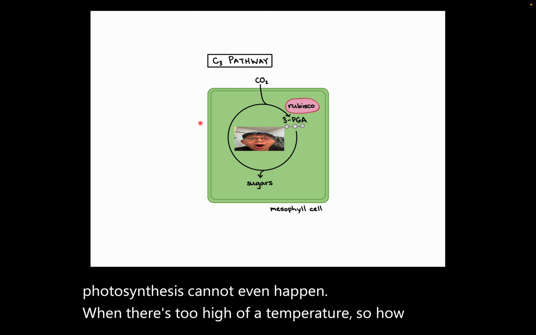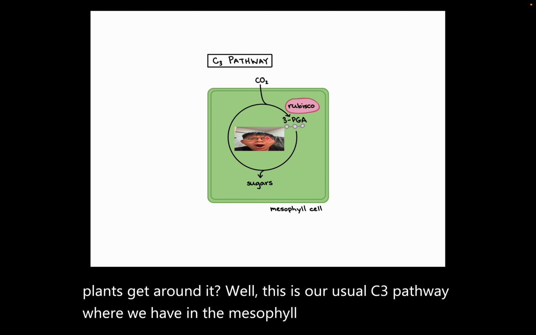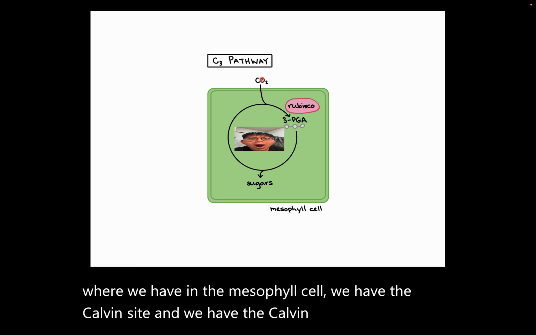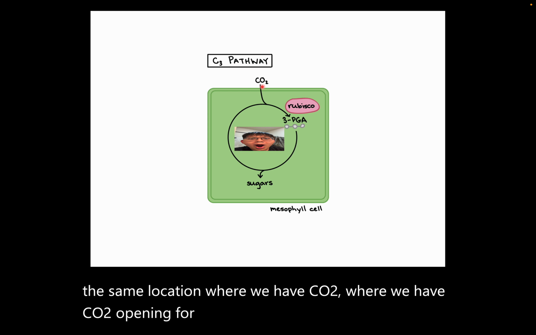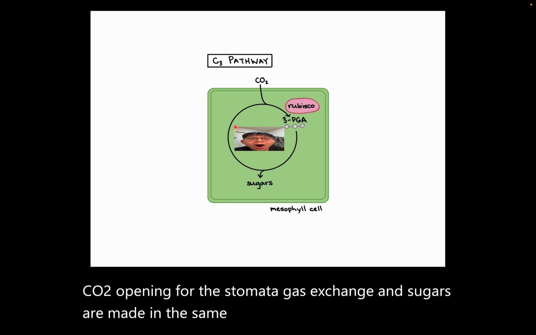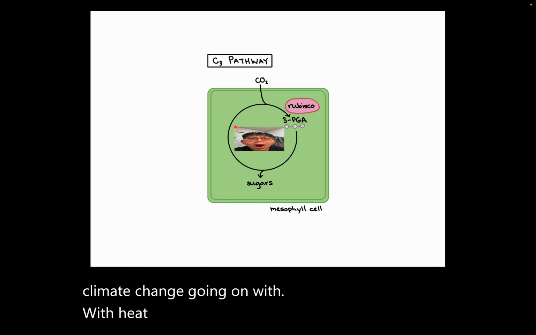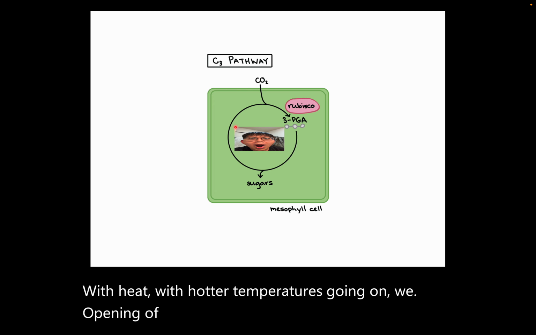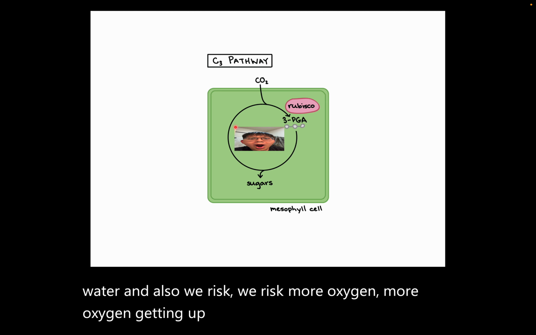So how do plants get around it? Well, this is our usual C3 pathway, where in the mesophyll cell, we have the Calvin cycle happening at the same location where we have CO2, opening via the stomata, gas exchange, and sugars are made in the same site. But with climate change going on, with hotter temperatures, opening of stomata risks loss of water, and also we risk more oxygen getting in from the air. So that's actually a big problem for plants.